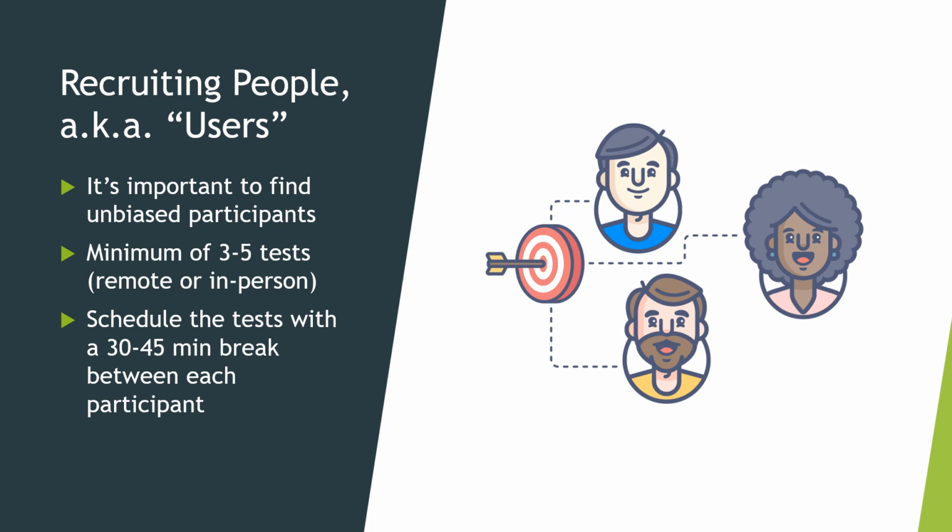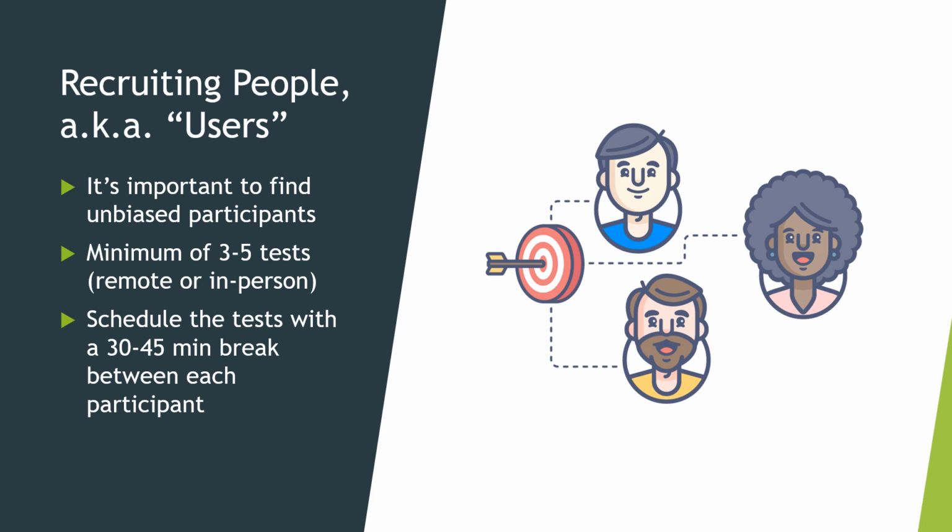in order to get value out of the test. Now, it's best to have a minimum of 3 to 5 testers. This could be remote or in person, and this should give you enough data for at least your first iteration. It's also a good idea to schedule a 30 to 45 minute break in between tests. You might find an issue with your design, and this will give you time to fix it before presenting it to the next tester.